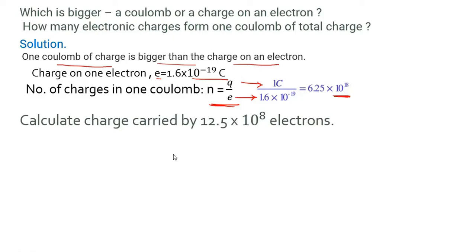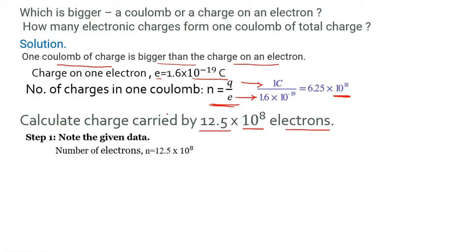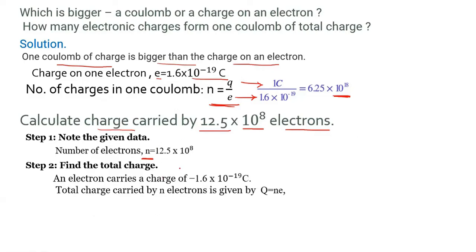Next question: calculate the charge carried by 12.5 into 10 to the power 8 electrons. Mind it, we first have to concentrate on what parameters have been given. The number of electrons has been given, 12.5 into 10 to the power 8, and we have been asked to calculate the charge carried by this many electrons. So which formula naturally do we have to use? We have to use the quantization of charge, Q equals N into e.